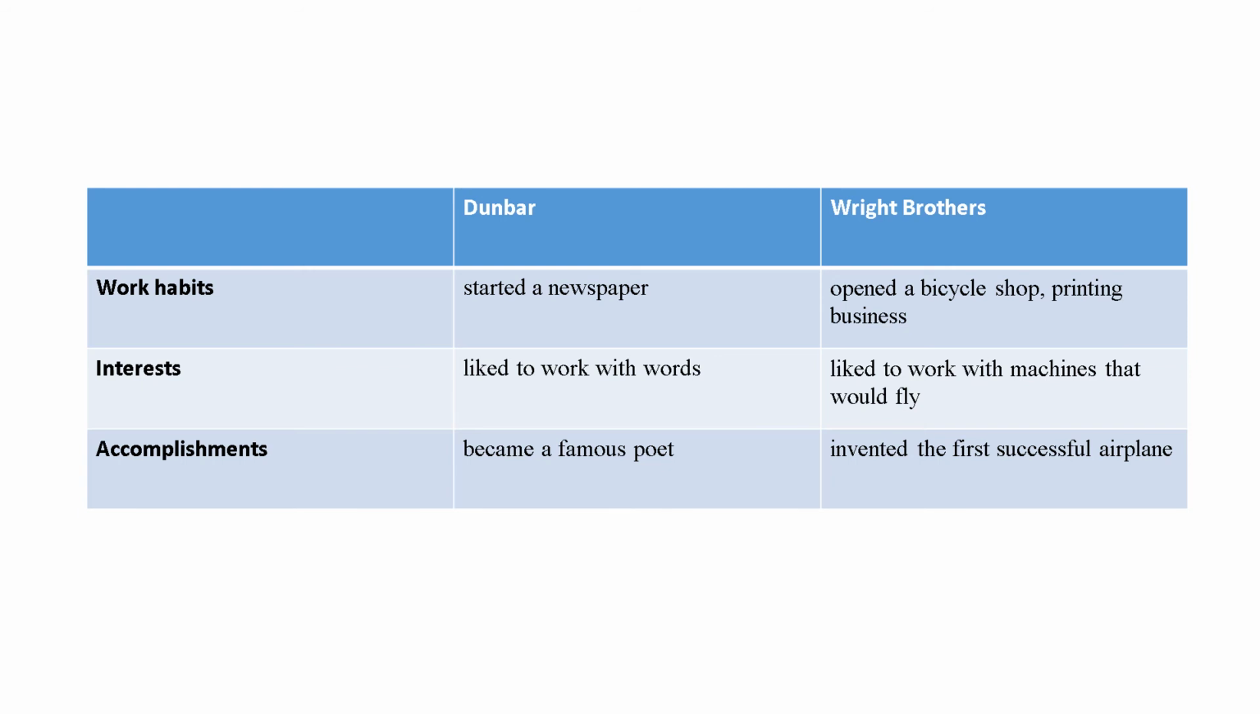This frame matrix has a very clear summary of how Dunbar is different from the Wright brothers in three main points. In terms of work habits, Dunbar started a newspaper, whereas the Wright brothers opened a bicycle shop and started a printing business. In terms of interests, Dunbar liked to work with words, but the Wright brothers liked to work with machines that would fly. In terms of accomplishments, Dunbar became a famous poet, and the Wright brothers invented the first successful airplane.